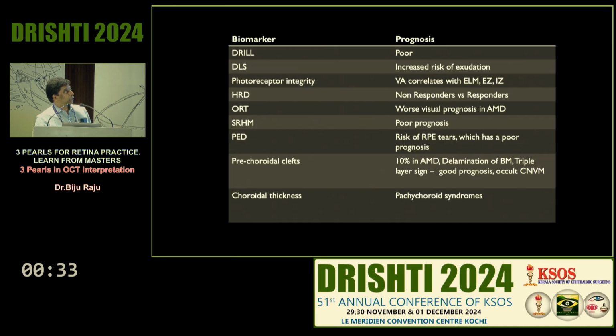So when you look at the summary of these factors, most of them are poor prognosis factors. When you look at that and see them in the scan, you know that the outcome is not going to be very good. But certain things are of good prognosis also. And the photoreceptor integrity guides you on how the visual improvement is coming through. These are my 3 pearls on interpreting OCT scans.